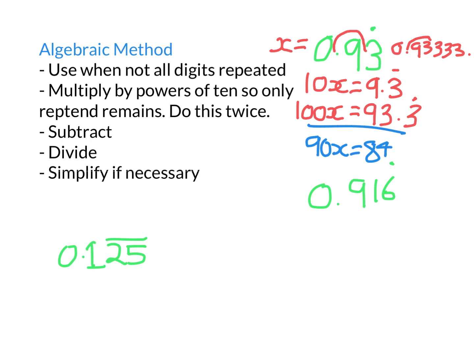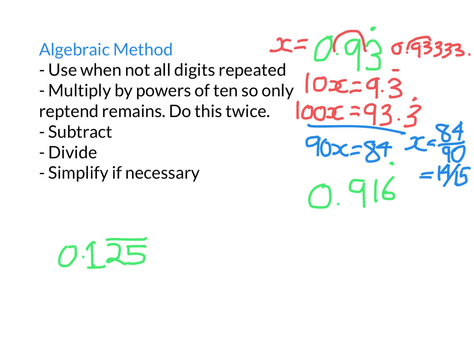This is 90 times x. So all we need to do is divide each side by 90. We get x equals 84 over 90, and we can simplify. So 84 divided by 6 is 14. 90 divided by 6 is 15. So 0.93 recurring is 14 over 15.